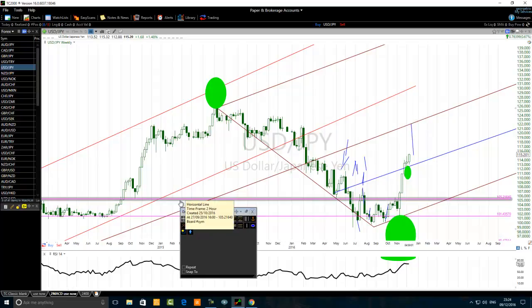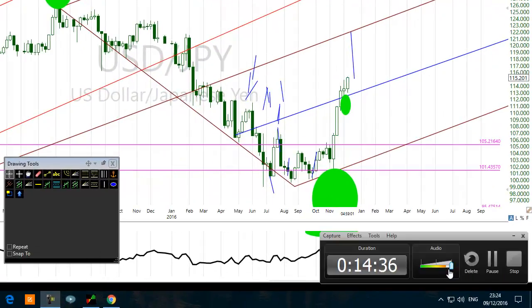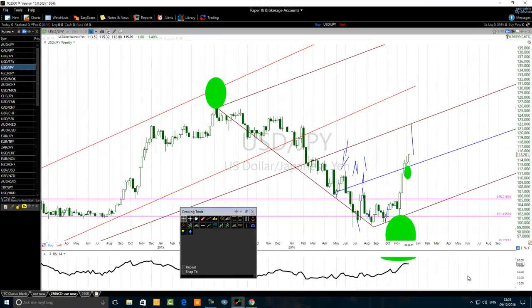Can you see the advantage of the Pitchfork tool? Hold on a second, please. All right, traders. So, do you see the advantage of the Pitchfork tool? All right, I hope you do.